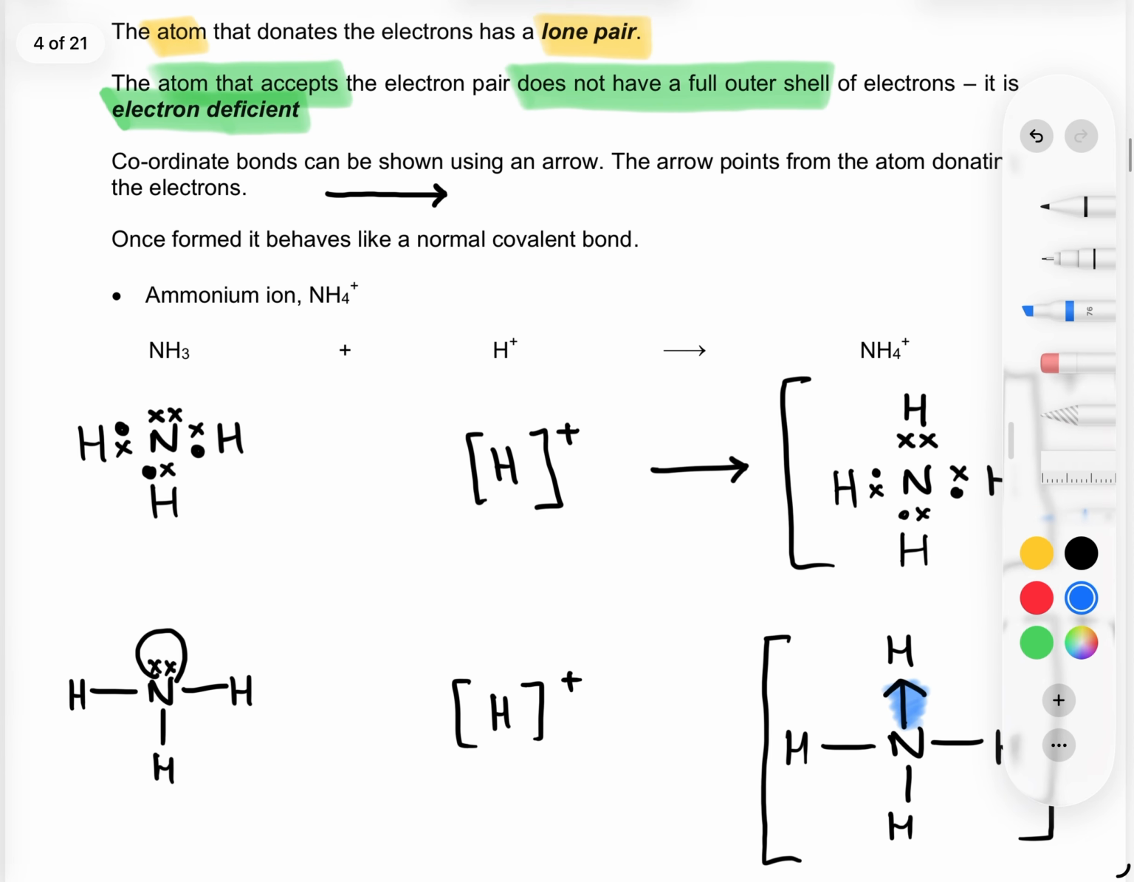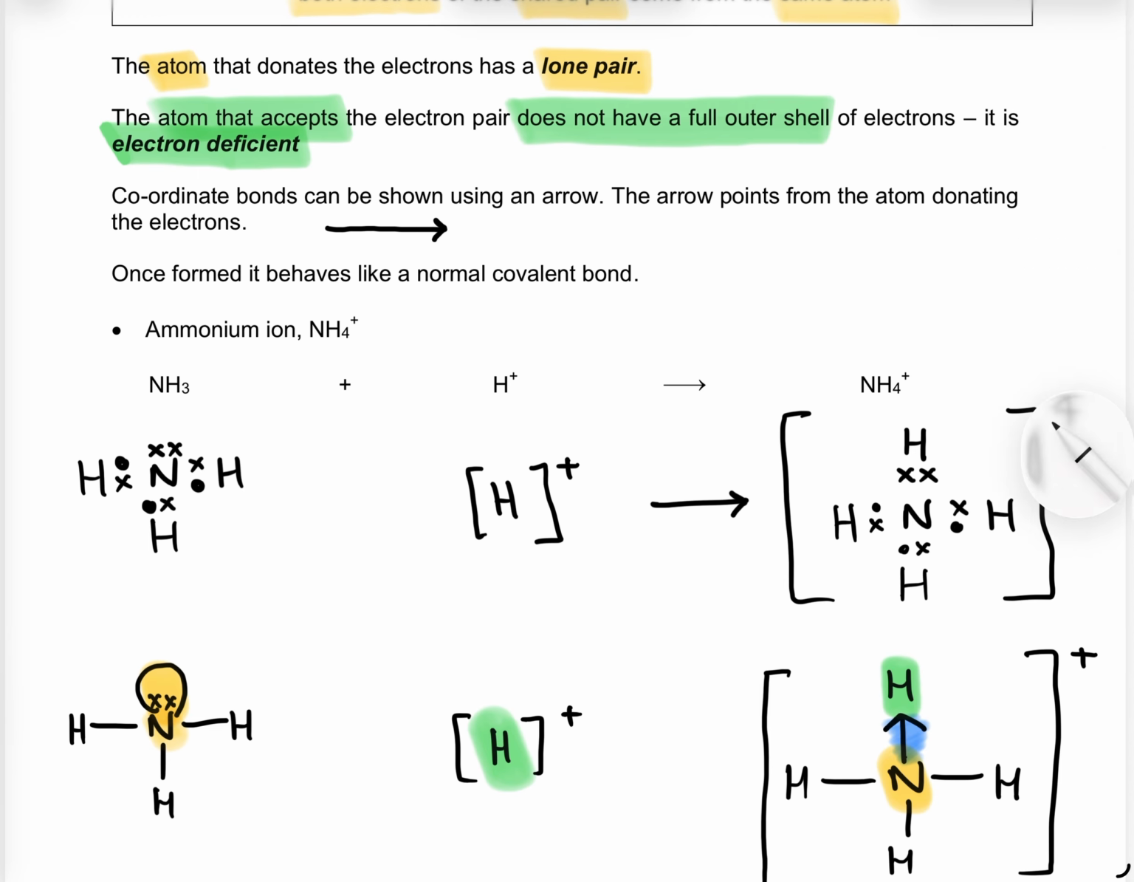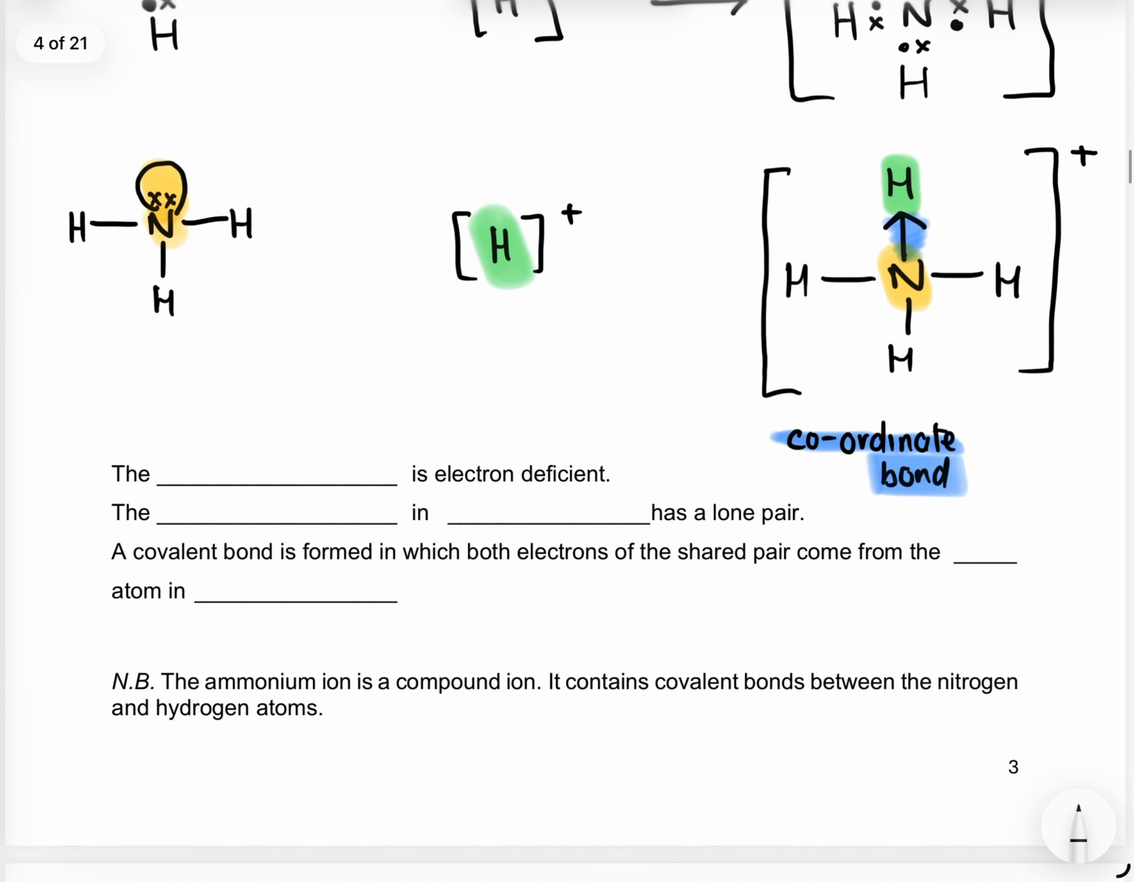And if we look back at what we said, we need to have an atom that has a lone pair. So who has a lone pair? Nitrogen has a lone pair. We need an atom that is electron deficient. Hydrogen is electron deficient. And this coordinate bond forms between an atom that has a lone pair and an atom that is electron deficient. That's our coordinate bond.